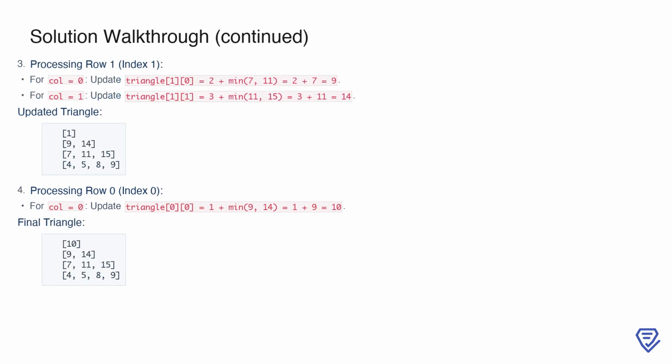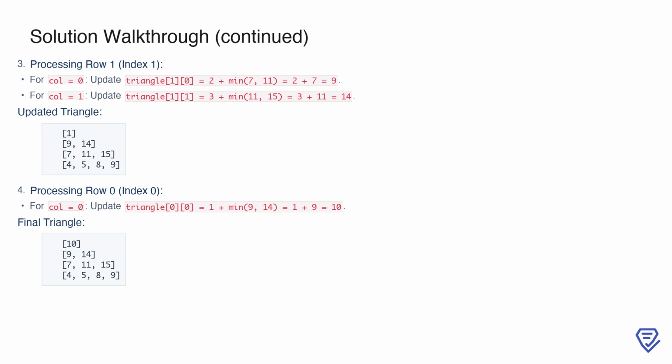Now, we process row 1, which contains 2 elements. For column 0, triangle[1][0] is updated to 2 plus the minimum of 7 and 11, resulting in 2 plus 7 is equal to 9. For column 1, triangle[1][1] is updated to 3 plus the minimum of 11 and 15, which gives us 3 plus 11 is equal to 14. The triangle becomes 1, 9, 14, 7, 11, 15, 4, 5, 8, 9.